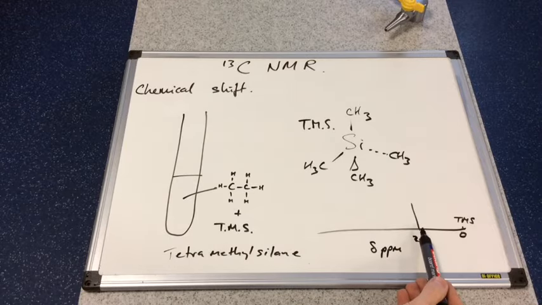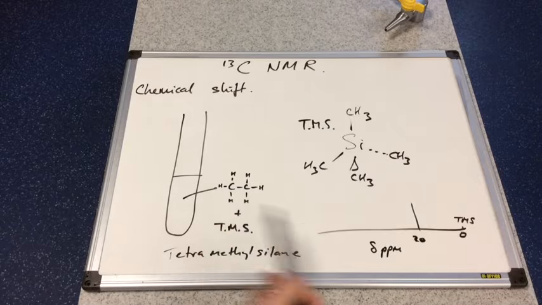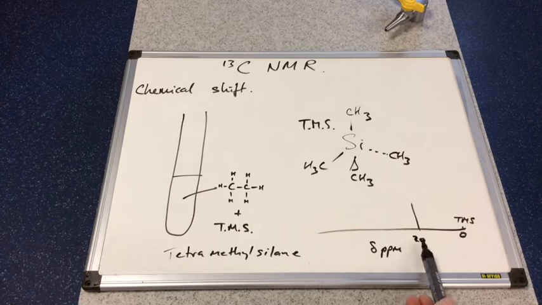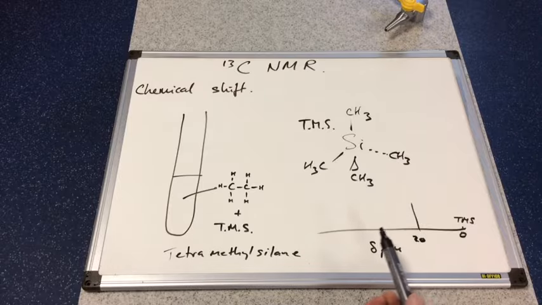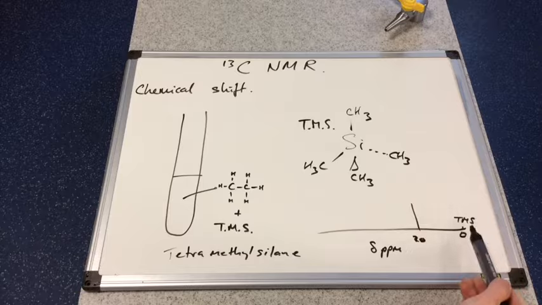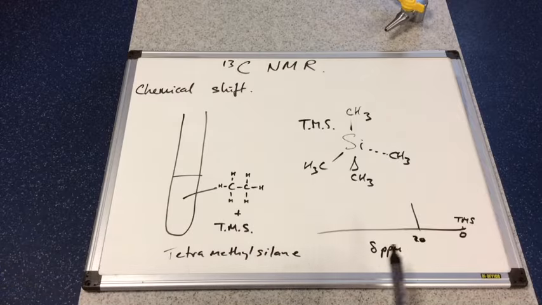So I've sketched up again there the carbon-13 NMR spectrum for ethane. One environment because the carbons are equivalent. So we see one peak, roughly around 20 parts per million. It's called the delta scale. Delta means difference. So we're measuring the difference between the energy required to resonate the TMS nuclei compared to the nuclei in our sample. And it's such a tiny, tiny difference that it's measured in parts per million.